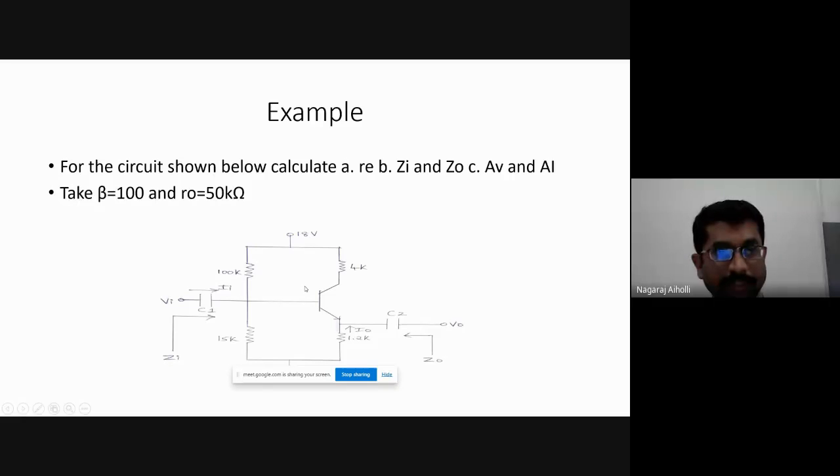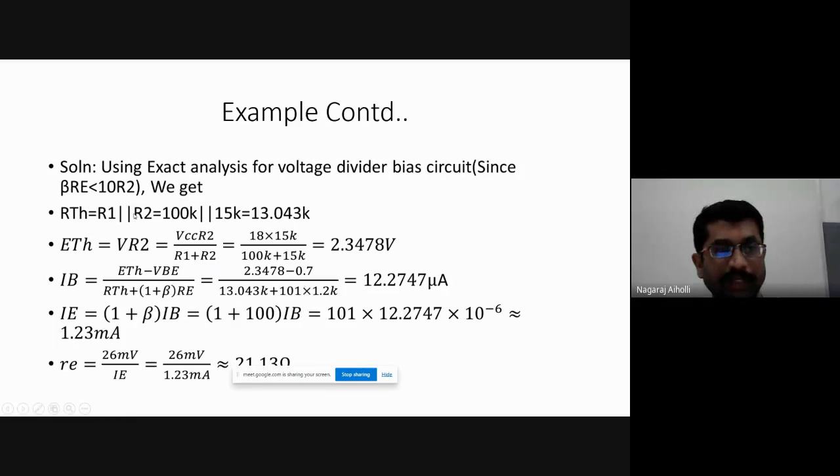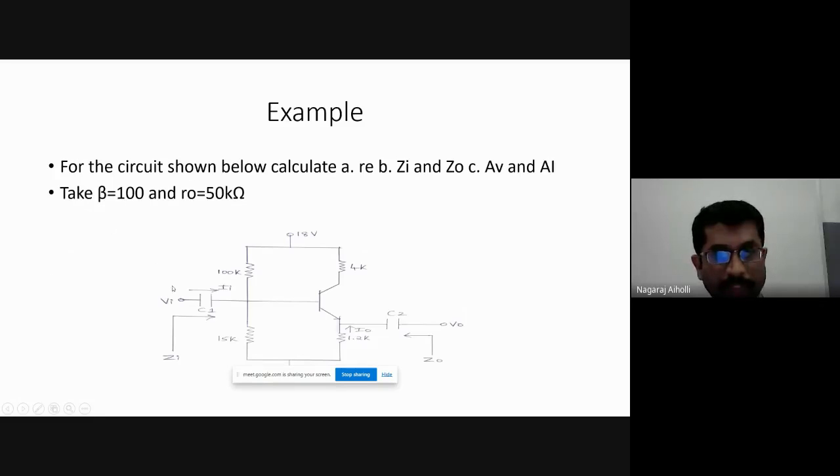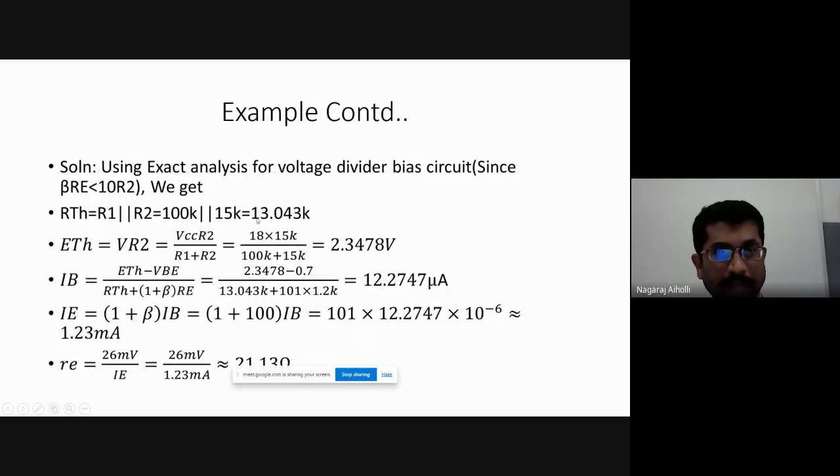We use the exact method. In the exact method, we are finding the Thevenin resistance and Thevenin voltage. Thevenin resistance is given by the parallel combination of R1 and R2, that is 100K parallel 15K.